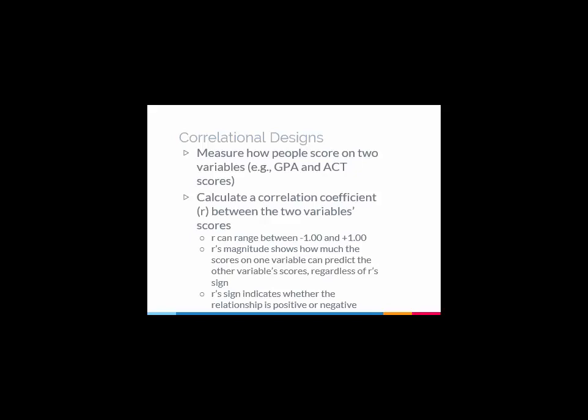One thing that's critical to remember is that correlation does not imply causation. It could be that there is a causal relationship between the two variables, but just because two variables are correlated does not mean that one causes the other. So, it could be that variable A causes variable B. It could be that variable B causes variable A, or it could be that we see a correlational relationship between variable A and variable B because of a third variable not measured in the study.